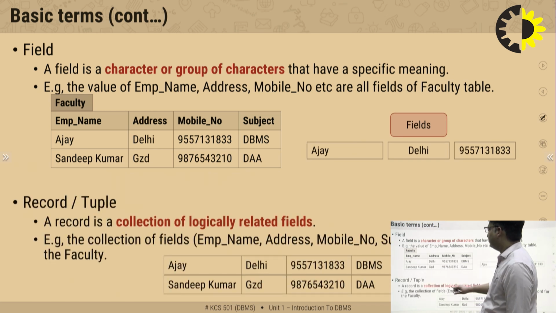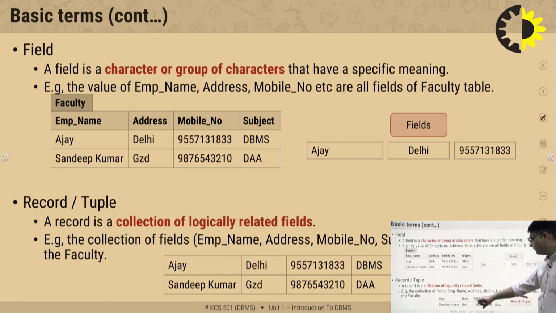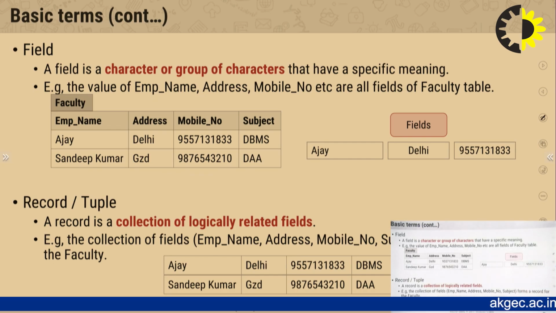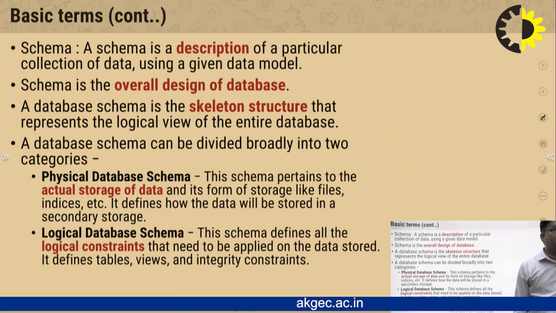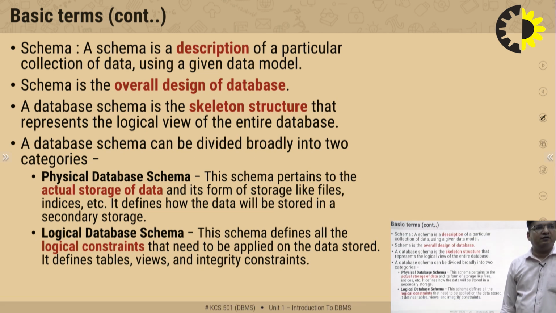And next term is record or the tuple. It is a collection of all the logically related fields. So there are two tuples in this particular example, one consisting of the entry of Ajay and the second consisting of the entry of Sandeep Kumar. So these rows are known as the records or the tuples. Next term is schema. Schema is the overall design of a particular database using any data model. It is the skeleton structure that represents the logical view of the entire database.